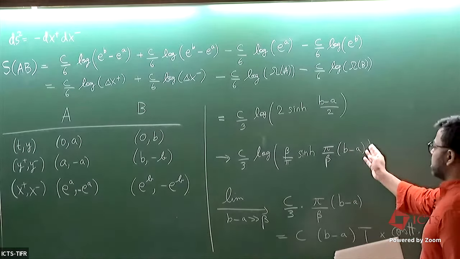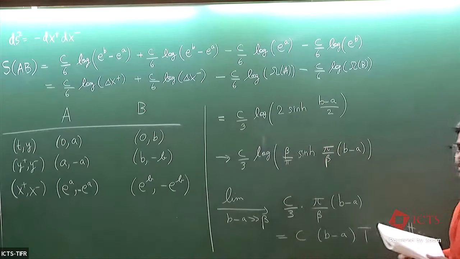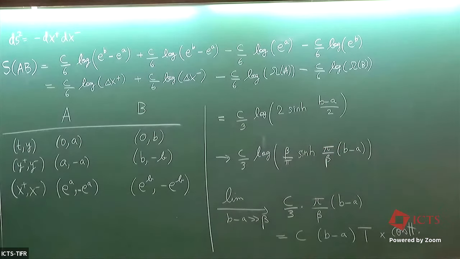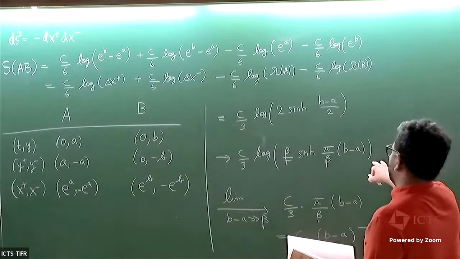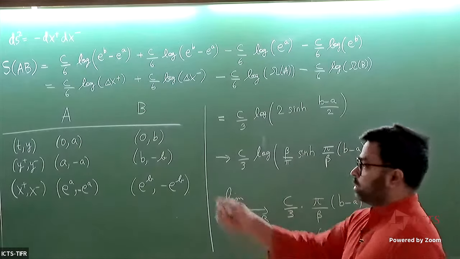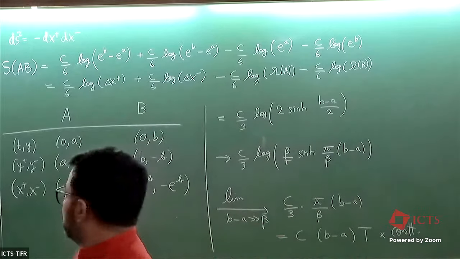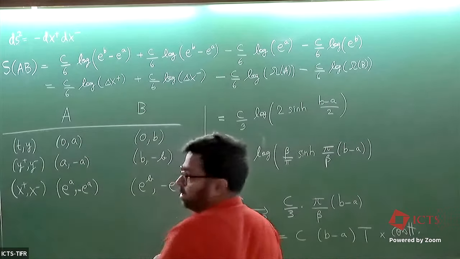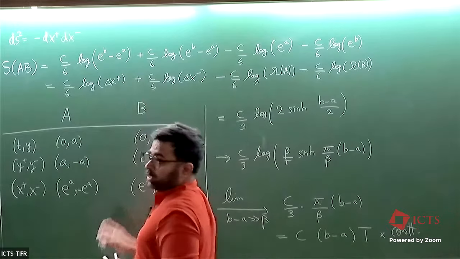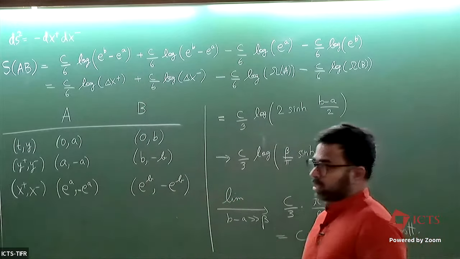But when B minus A is comparable to beta, this formula you can still use, which is not linear in B minus A. Okay, so this is a way of deriving the finite temperature entanglement entropy of an interval on R by this conformal transformation method. Oh yeah, I dropped the epsilons in the thing, but they should be here. That part is universal.